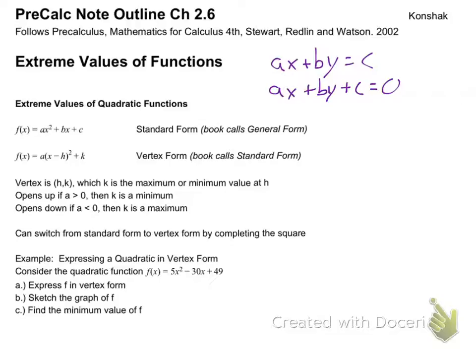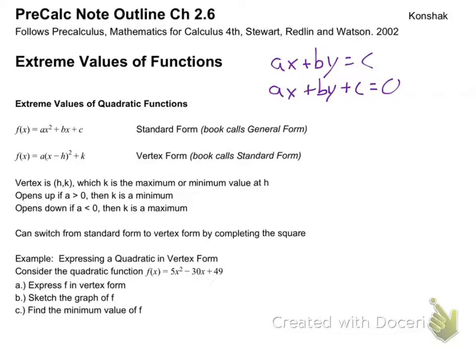I'm still going to keep with tradition of what we've been using. That means that the second form, a times the quantity x minus h squared plus k, with a, h, and k, the transformational form, which we've been graphing the last couple days, we call that the vertex form. The book now calls that standard form. Okay, so be very, very careful.